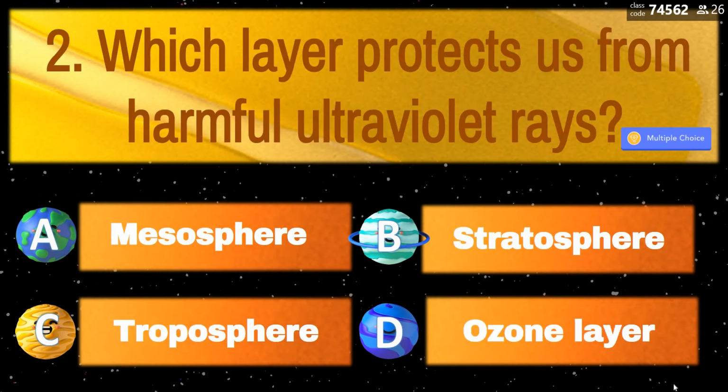Number 2 question. Which layer protects us from harmful ultraviolet rays? Is it A. Mesosphere, B. Stratosphere, C. Troposphere, or D. Ozone layer? Correct. That is D. Ozone layer.